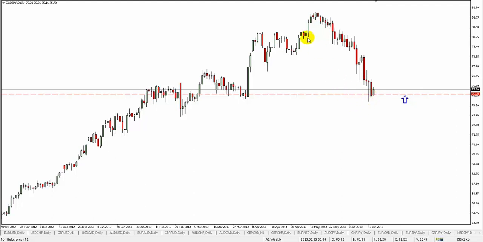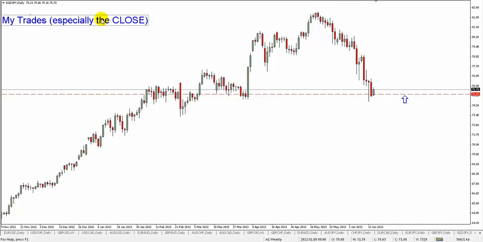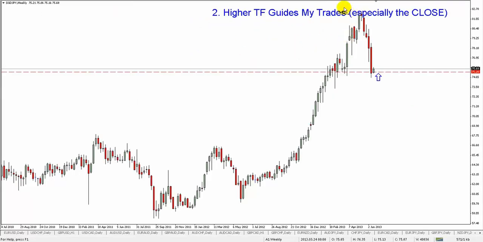So method number 2 is I look to the higher time frame, and there's a caveat. Let me show you. The higher time frame guides my trades, especially the close. What on earth is he talking about? Let me show you. Here we have our Singapore yen.